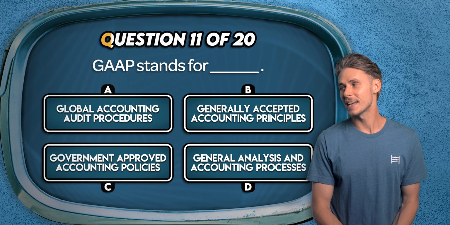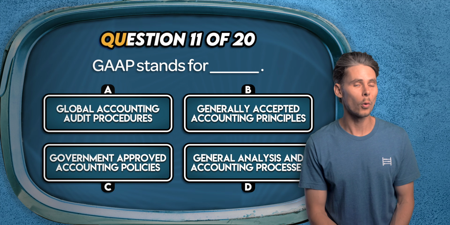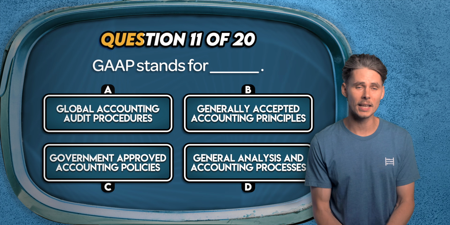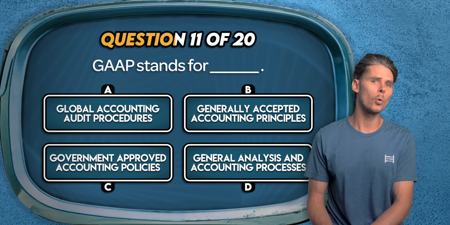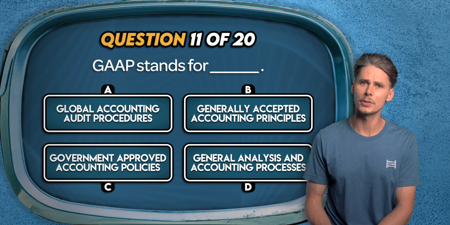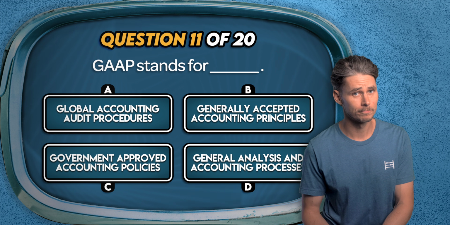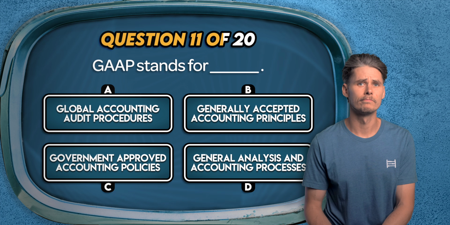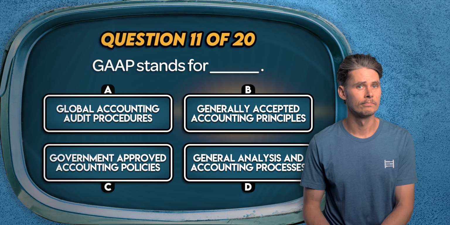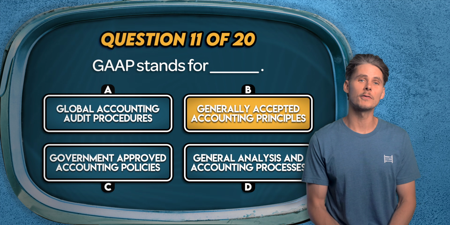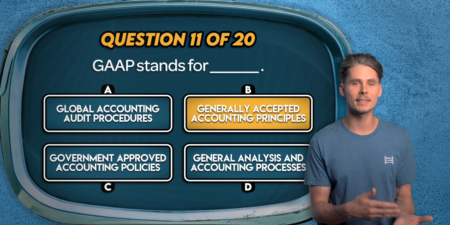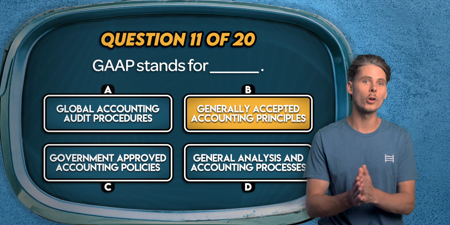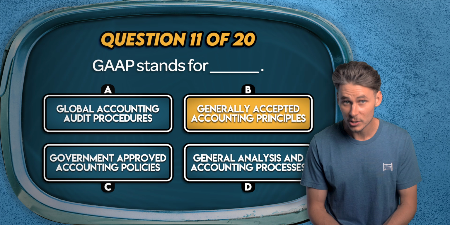Question 11. GAAP stands for Global Accounting Audit Procedures, Generally Accepted Accounting Principles, Government Approved Accounting Policies, or General Analysis and Accounting Processes. It's B again. GAAP stands for Generally Accepted Accounting Principles. These are the rules and standards that companies in the US follow when preparing financial statements.